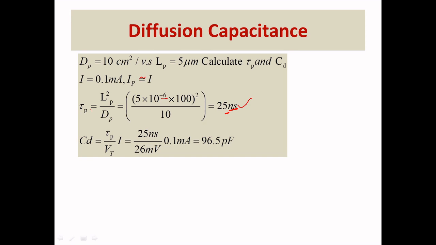First we calculate tau p. The formula for tau p is Lp squared divided by Dp. The values are substituted here; I have converted meter into centimeter by multiplying by 100. Then if you calculate, you will get 25 nanoseconds. Similarly, the diffusion capacitance is calculated by tau p divided by Vt, times I, that is 25 nanoseconds divided by 26 millivolt. I have taken Ip equal to I, which was given as 0.1 milliamps, so the result is 96.5 picofarad.